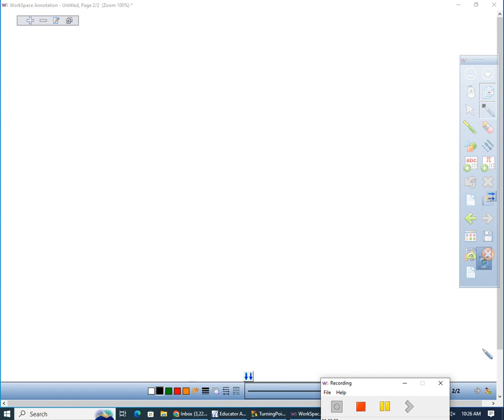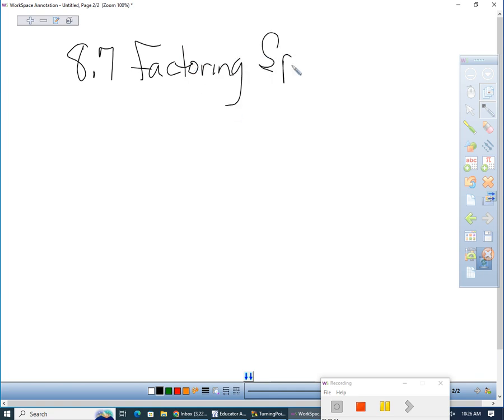Here we go. Today we are doing 8.7, and this is factoring special cases. So we are factoring just like we have been, especially yesterday, right? We're just going to do special cases today.